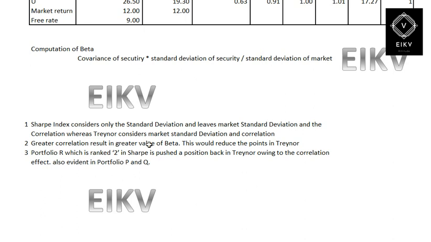Greater correlation results in greater value of beta. So the greater correlation results in greater beta value, therefore this will reduce the points in Treynor. Next one, portfolio R, which is ranked as 2 in Sharpe, is pushed a position back in Treynor owing to the correlation effect, also evident in portfolio P and Q.